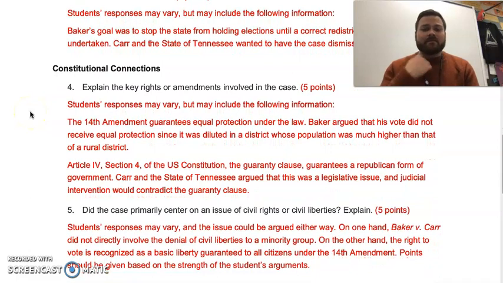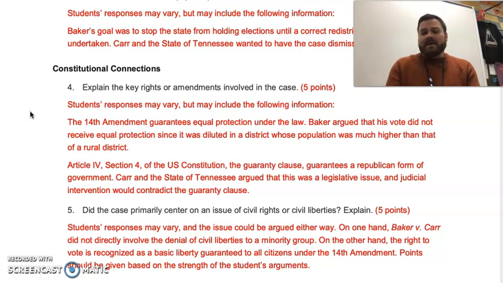This is mainly a 14th Amendment issue because it's about citizens being equally protected and equally represented, and because the districts were so out of whack. If you lived in a rural district, you had more of a say in who went to Congress than if you lived in an urban district because of how disproportionate the districts had been drawn.